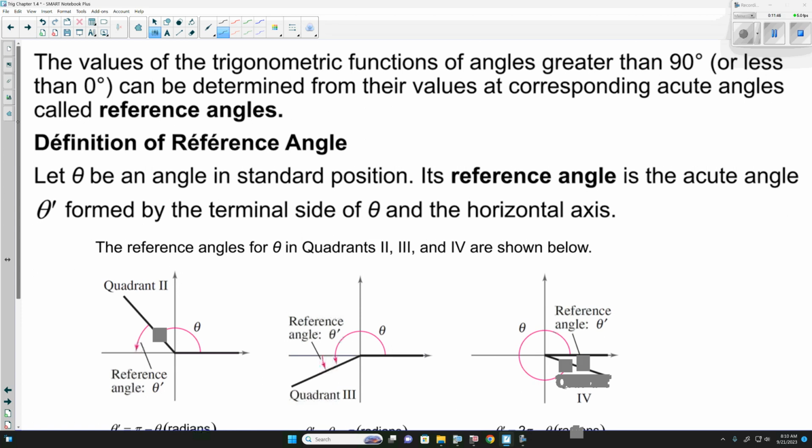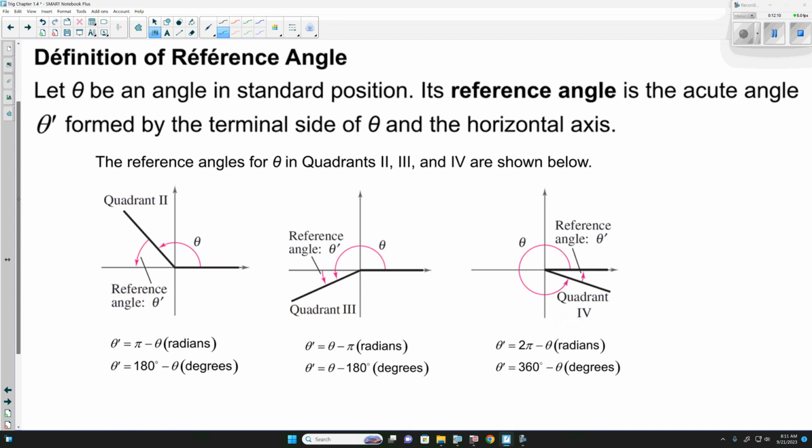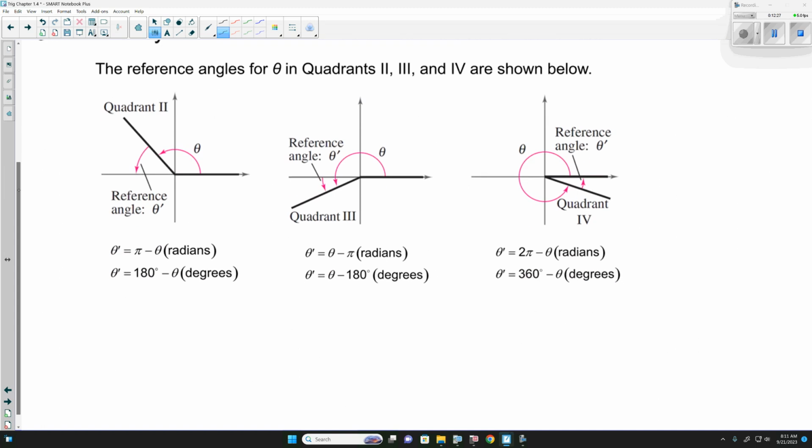Values of the trig functions of angles greater than 90 or less than 0 can be determined from the values at a corresponding acute angle called reference angles. Definition of reference angles. I don't know, apparently they decided to have that, because I took this straight from the book. Let theta be an angle in standard position. Its reference angle is the acute angle theta prime formed by the terminal side of theta and the horizontal axis. So, yeah, I don't know why they put those there, but okay.